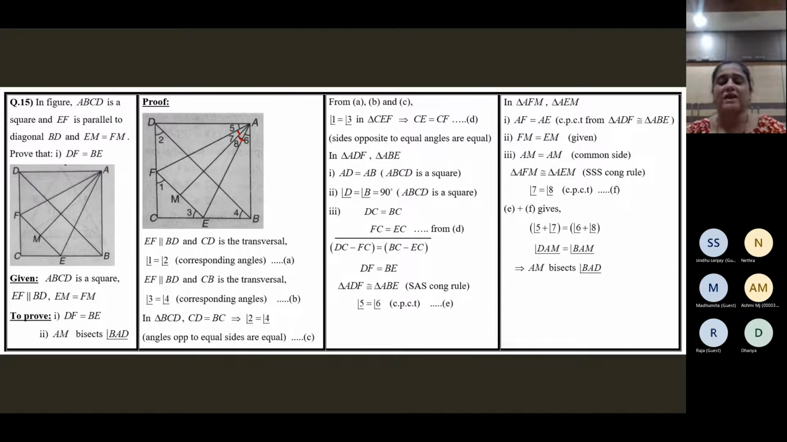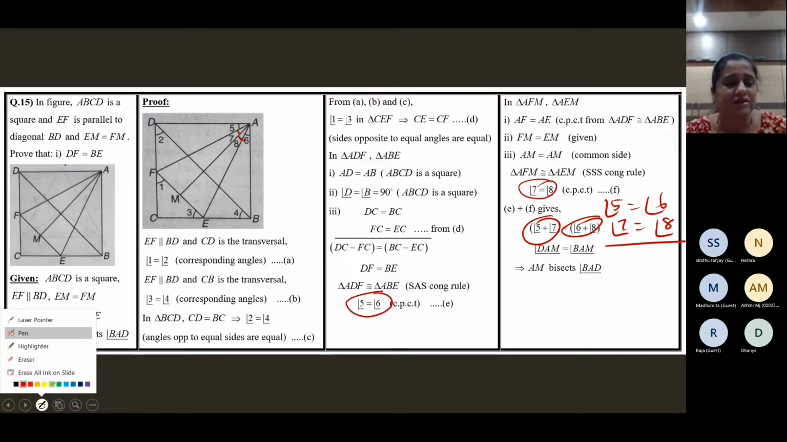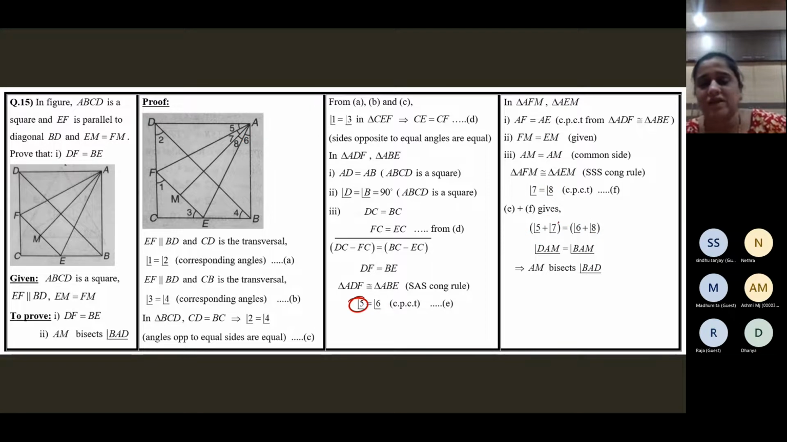Now we need to add these two results, children. We got 5 is equal to 6 and 7 is equal to 8, right? Add these two results. So angle 5 plus 7 is equal to 6 plus 8. Write it one below the other and add. What I have done is I've added the LHS and RHS. Angle 5 plus angle 7 is equal to angle 6 plus angle 8.